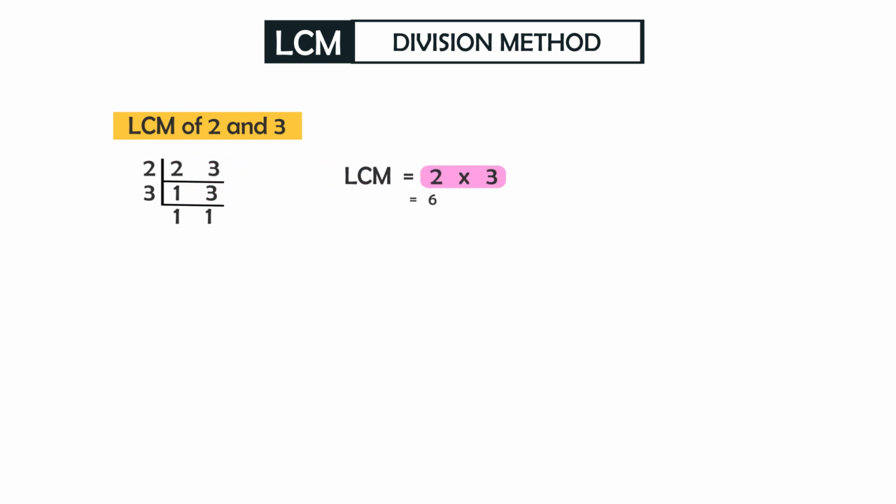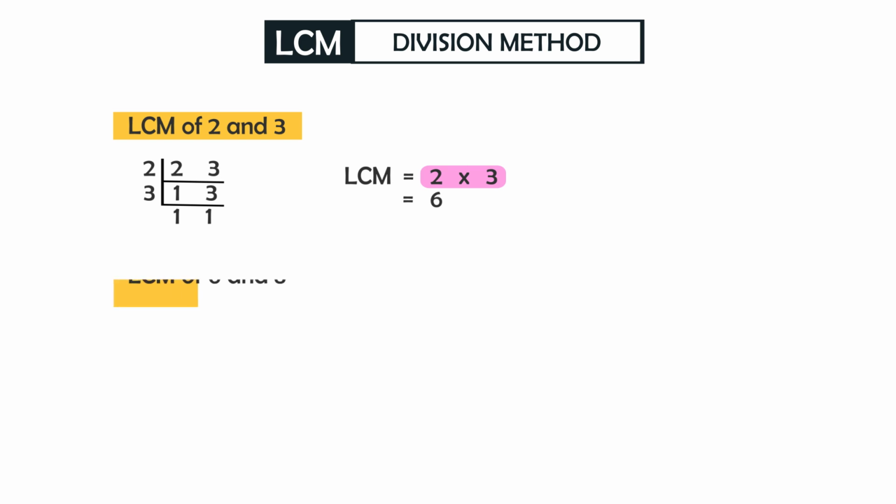Now let's find the LCM using the division method. Let's find the LCM of 2 and 3 using the division method. Now we have to divide 2 and 3 by prime numbers. 2 divided by 2 is 1, but 3 cannot be divided by 2, so we have to write 3. Then 3 divided by 3 is 1. So the LCM of 2 and 3 is 2 into 3, which is 6.